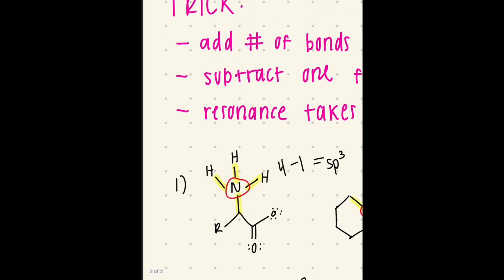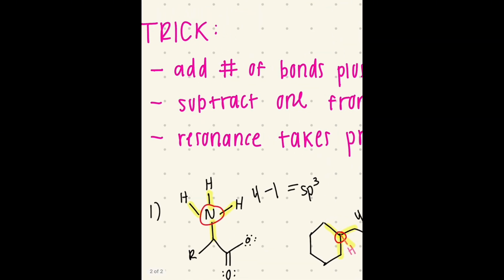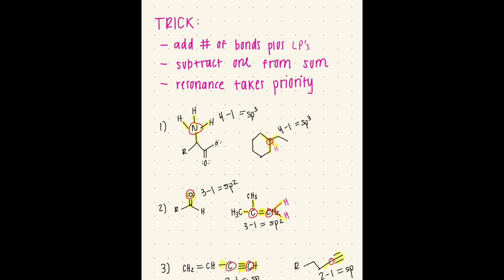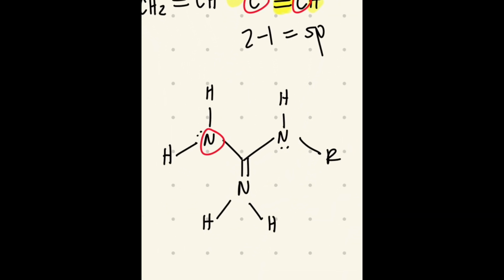Now remember when I said that resonance takes priority? We'll see that right now. Let's find the hybridization of that nitrogen. Again, make sure bonds and potential lone pairs are right. It looks good here, so let's count. 1, 2, 3, 4. So when we see that, we might think that is 4 minus 1, which equals sp3.